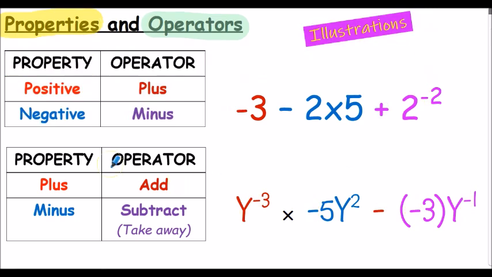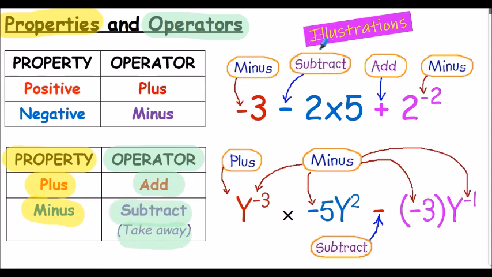However, sometimes the property of a number or algebraic symbol may be stated as plus or minus, in which case our operators now become add and subtract, or sometimes take away. If we now again consider our illustrations, for the upper calculation, we would now have minus 3 subtract 2 multiplied by 5, or sometimes termed 2 times 5, add 2 to the power of minus 2.